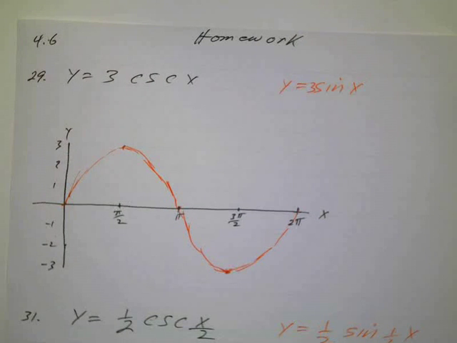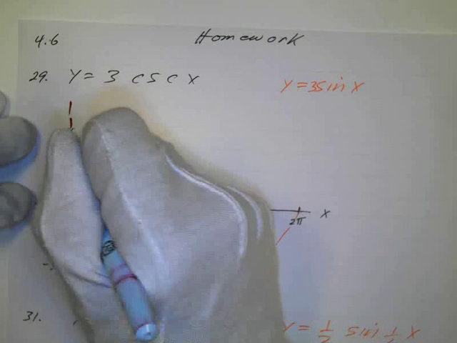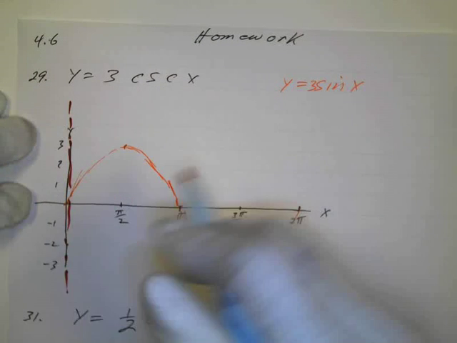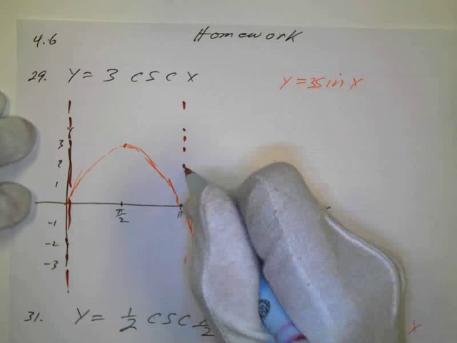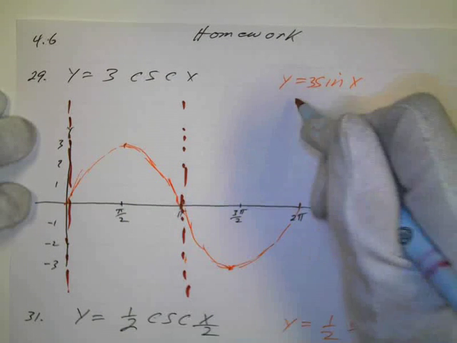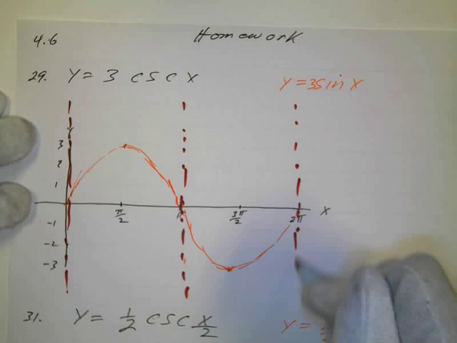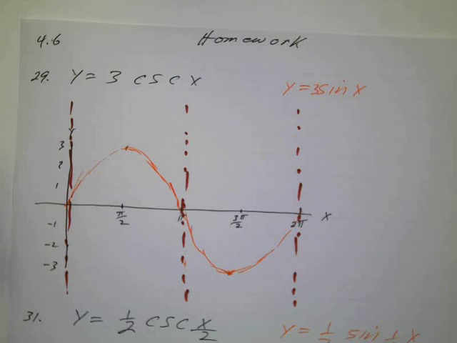So there you go. And then again, we put our asymptotes in. So every time at 0, we have an asymptote. So we'll go like this. Because 1 over 0 is undefined. There's your asymptotes.